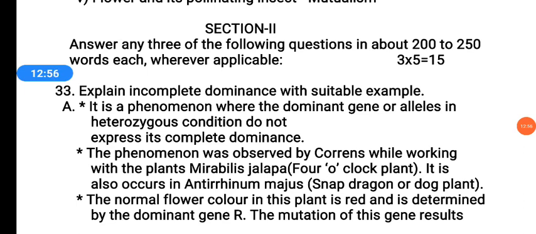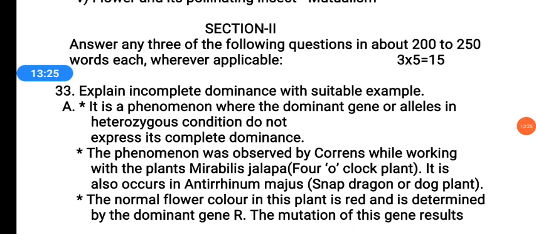Incomplete dominance is a phenomenon where the dominant gene or allele in heterozygous condition does not express its complete dominance. When two homozygous plants are crossed, in the F1 generation a heterozygous plant will be formed that will not be able to express either the dominant or the recessive character of the parents. It will express the intermediate character.